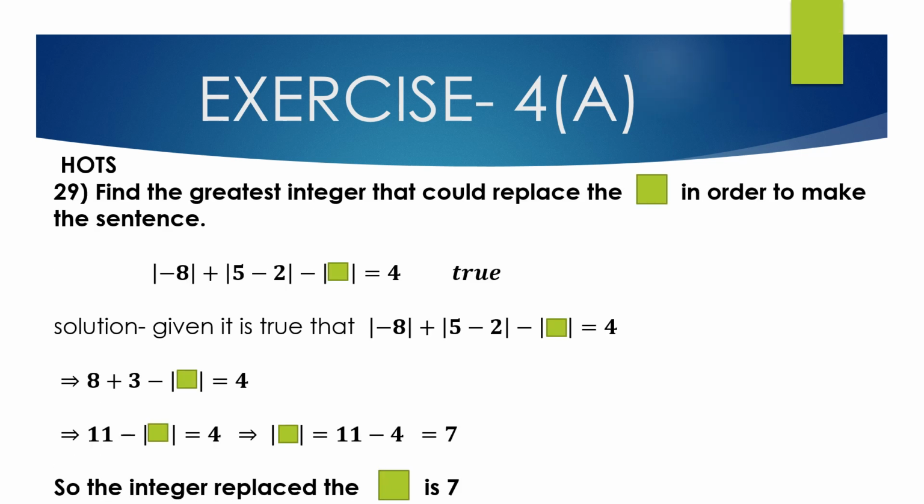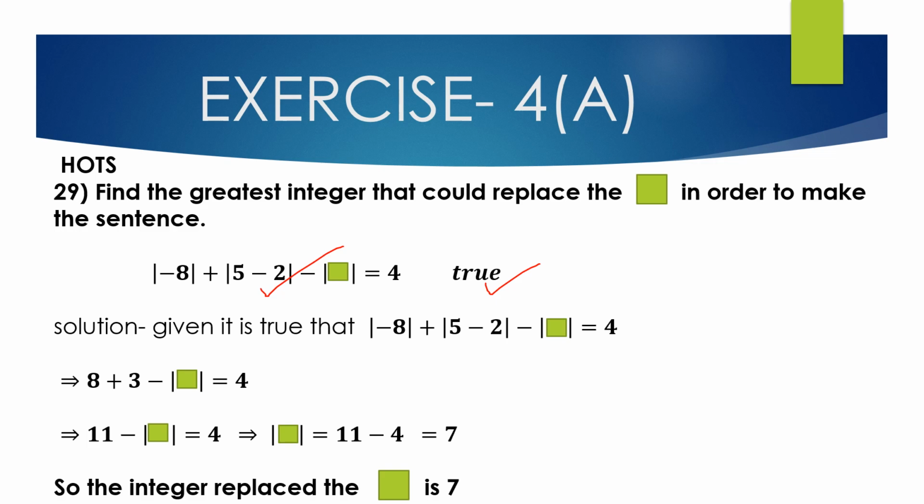Now we solve question number 29. Find the greatest integer that could replace the box in order to make the sentence true. The sentence is: absolute value of minus 8 plus absolute value of 5 minus 2 minus absolute value of box equals 4. This statement is true. We first have to find the left hand side, which will be equal to the value 4.